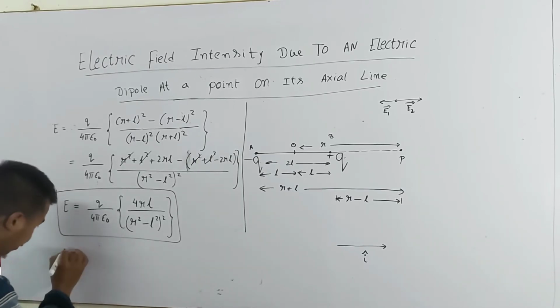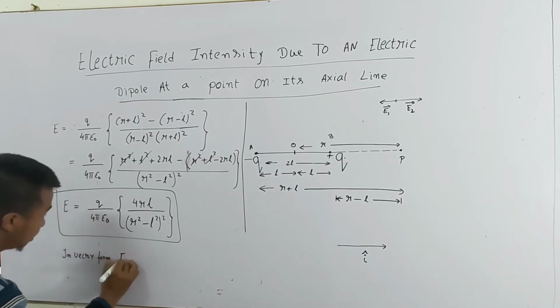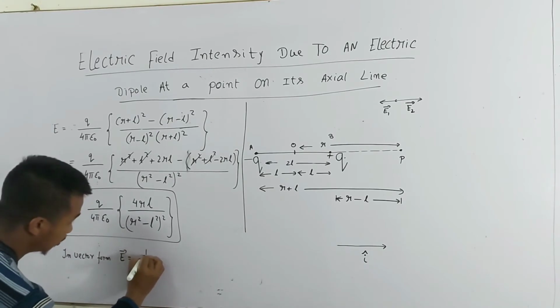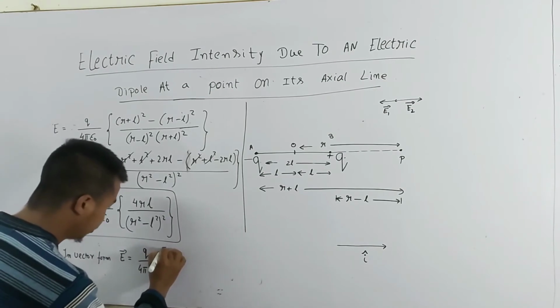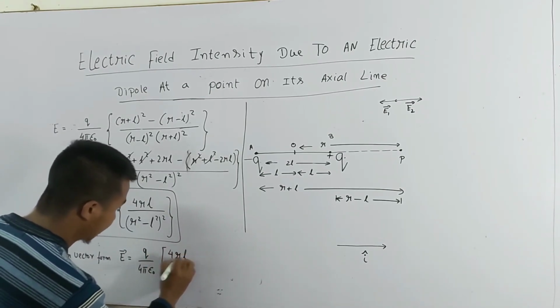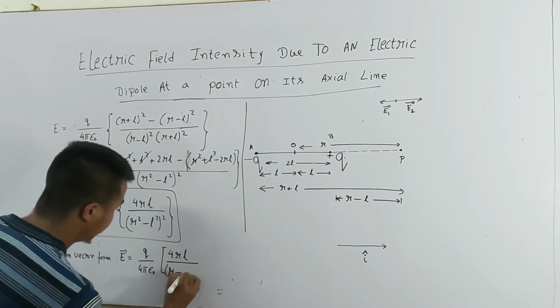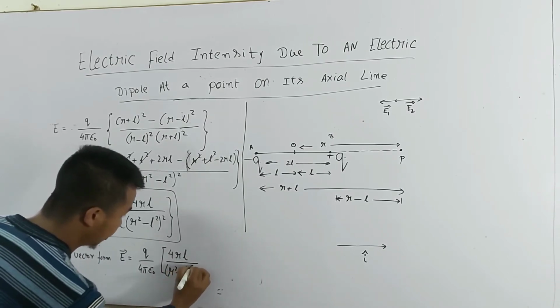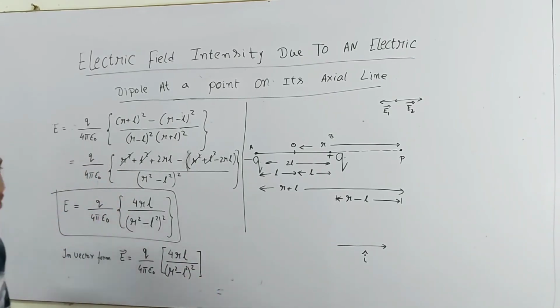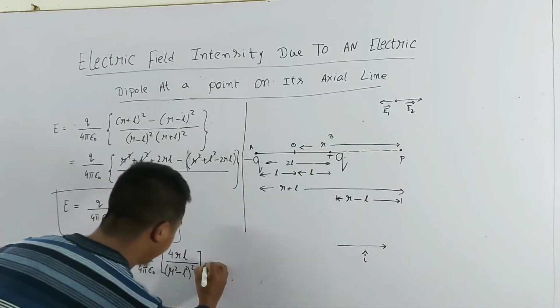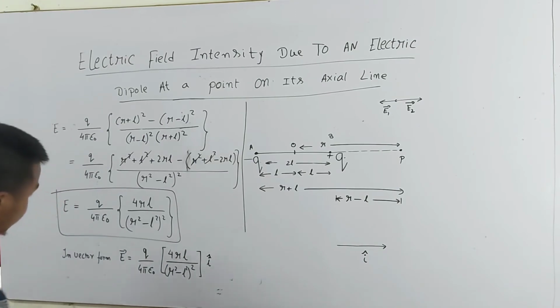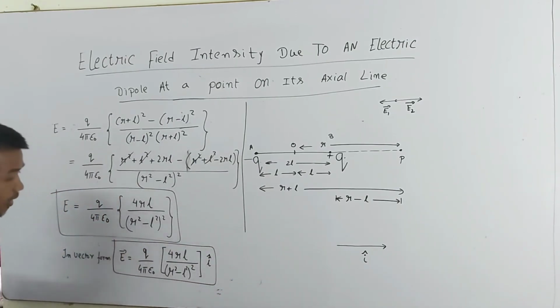So in vector form, what is E? It is equal to Q by 4 pi epsilon naught, 4RL divided by (R square minus L square) whole square. In which direction? The net field is along E2 because E2 is greater than E1. So this is the vector representation of the electric field at a point P due to an electric dipole.